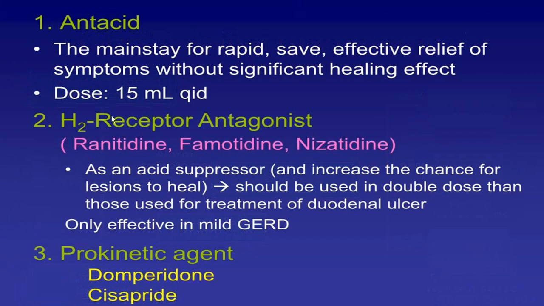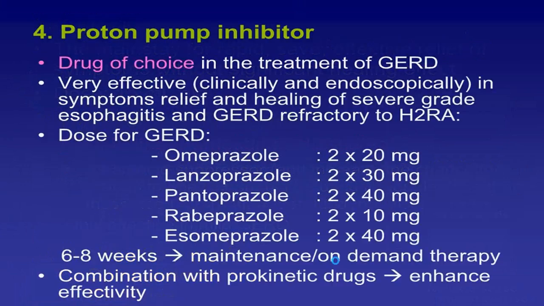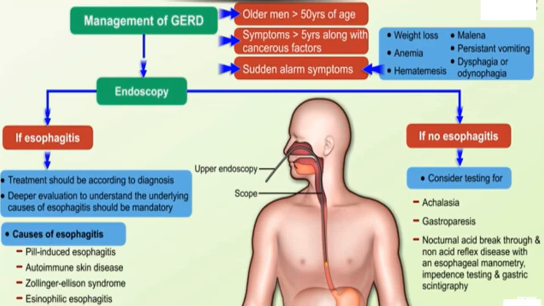So antacids, H2 receptor antagonists, prokinetic drugs like domperidone, cisapride, etc. Proton pump inhibitors like omeprazole, lansoprazole, pantoprazole, rabeprazole, esomeprazole can be utilized, and should be given in a full therapeutic dose for the full period of time.